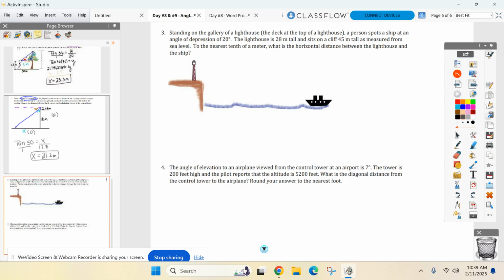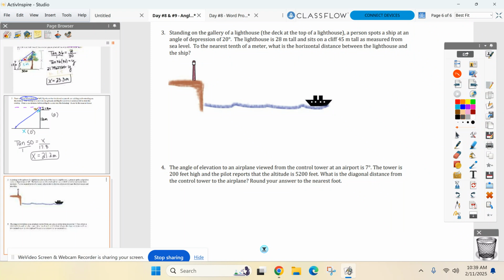Gallery of a lighthouse. Anybody ever been into a lighthouse before? Yeah? Nice. Up to the top where the light is and swings around? No? Oh, whoa, sorry. Got to be VIP. All right.